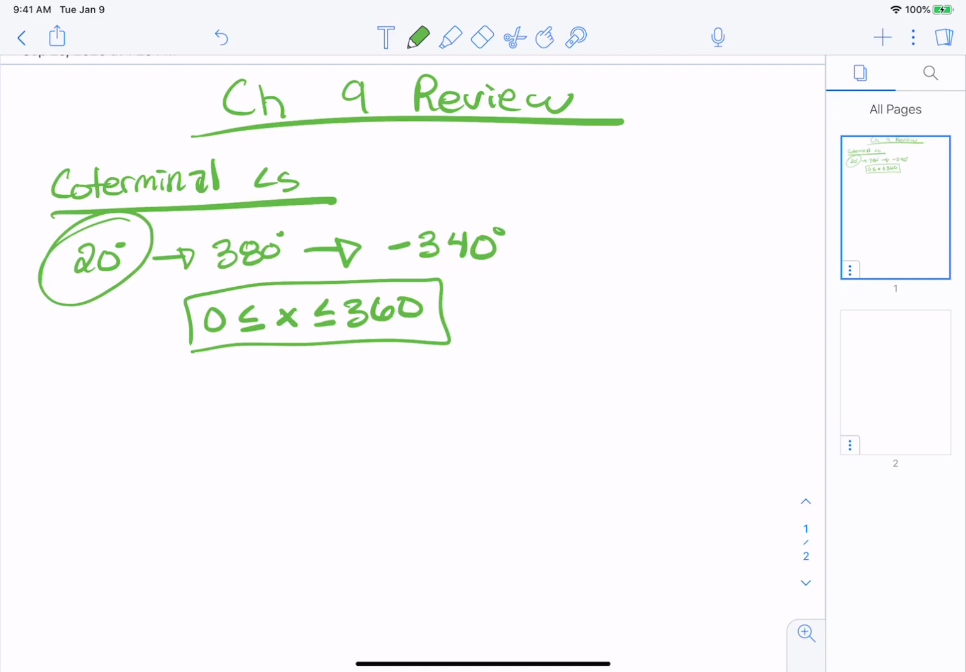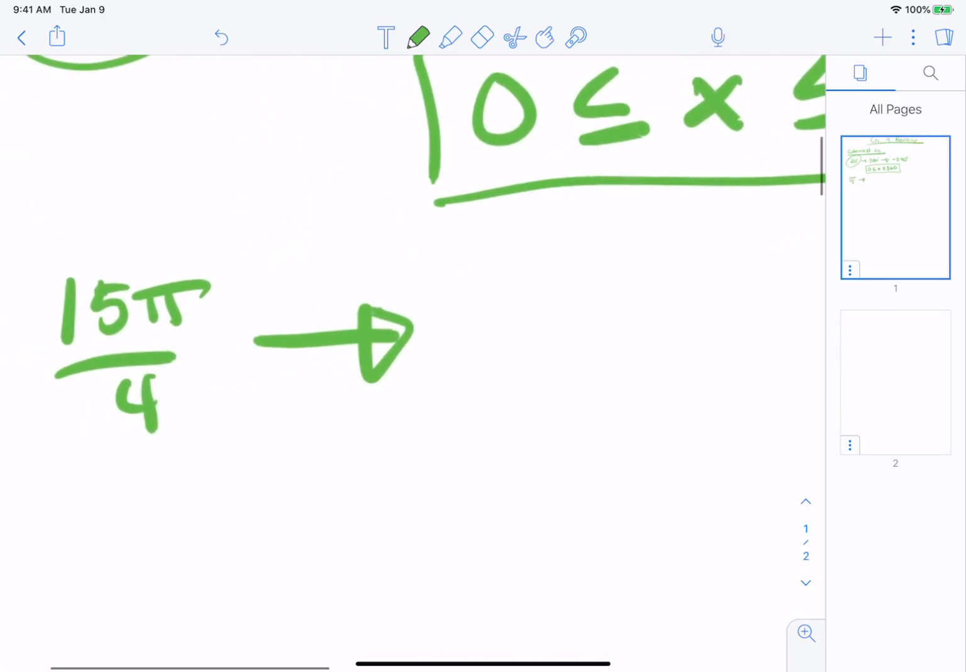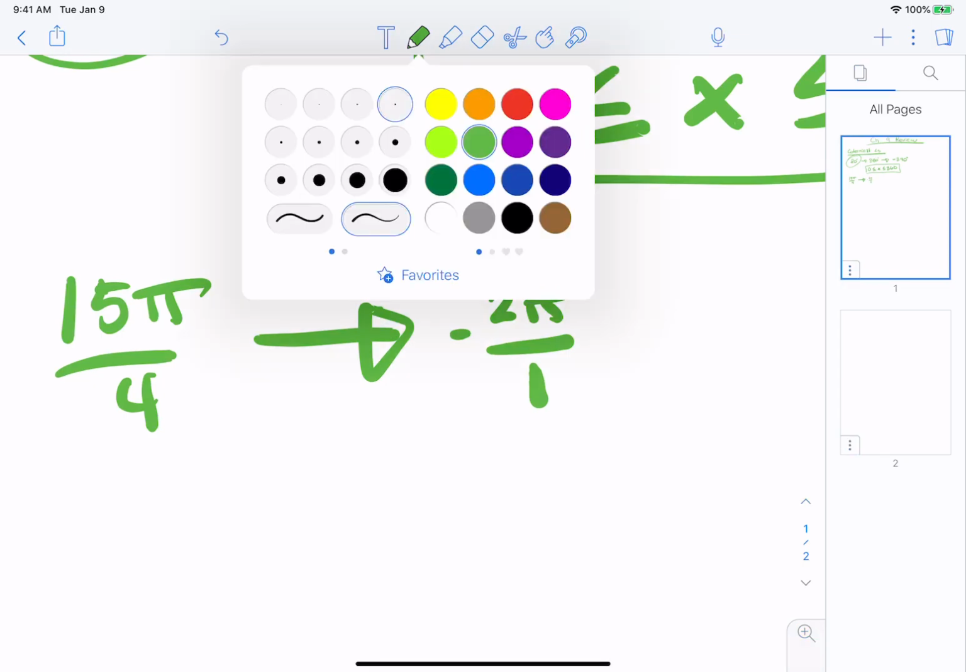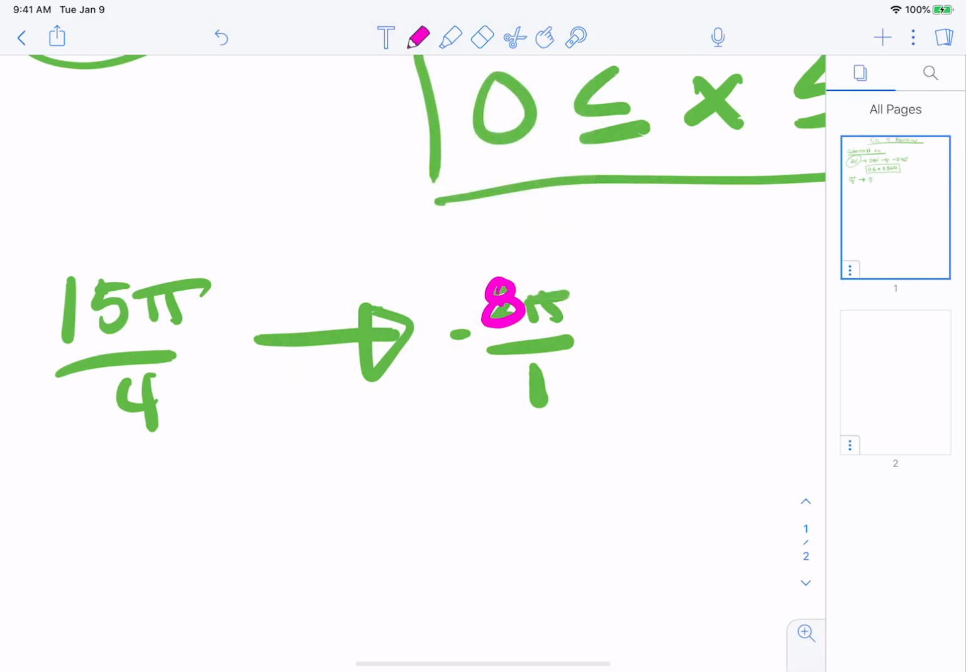Now, what if I say I want the coterminal angle for 15 pi over 4? I want specifically the one for 15 pi over 4. How do I get it down? Minus 2 pi, sure. So if we subtract 2 pi, I want to find a common denominator, so that will be, what, 8 pi over 4? Mm-hmm. So it will be 7 pi over 4.